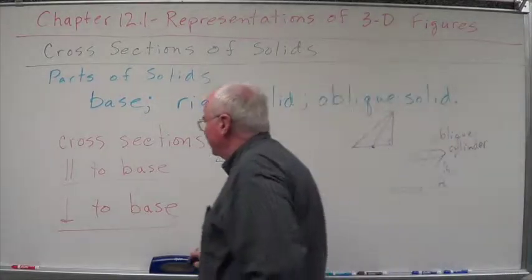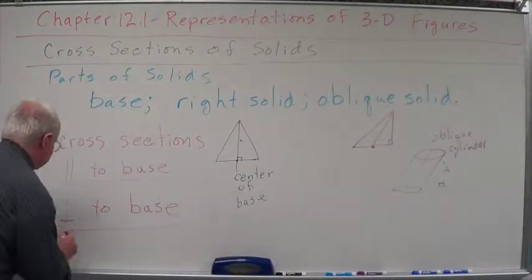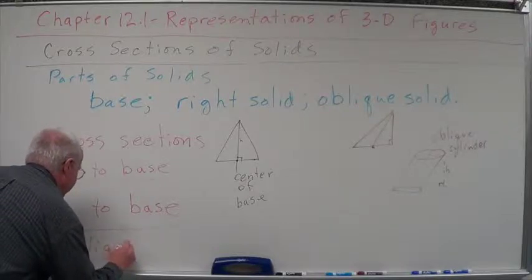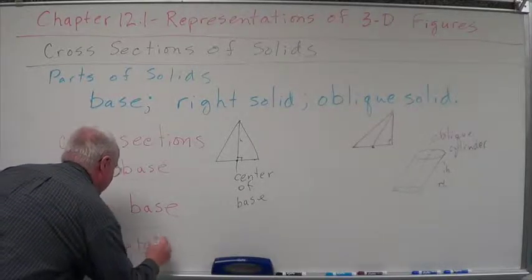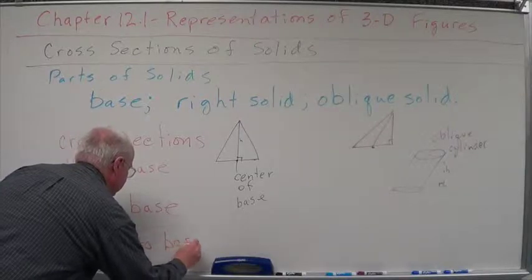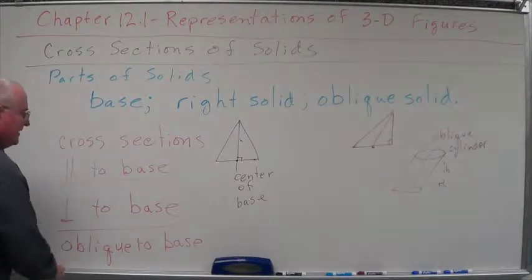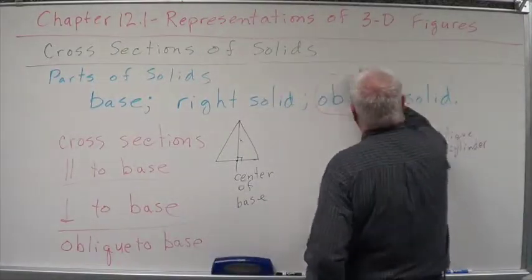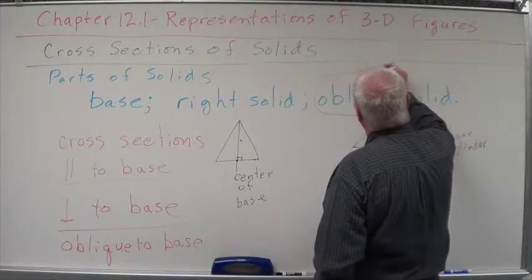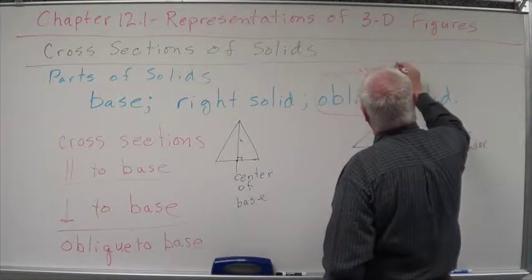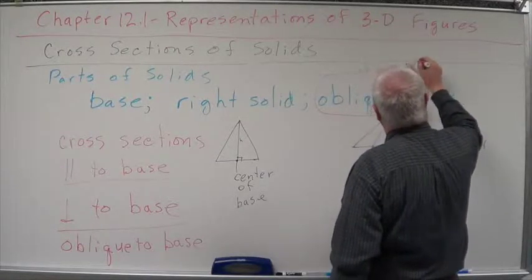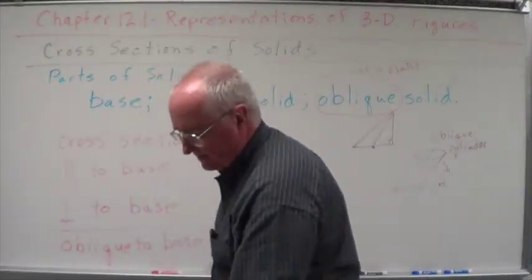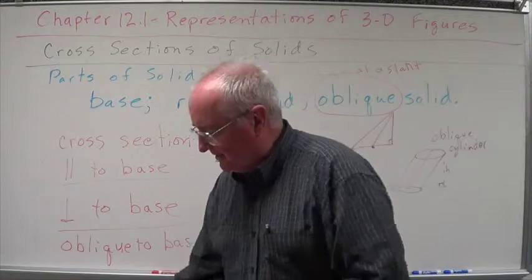Now, let's talk about one more, and that is oblique to base. Oblique means at a slant. This means at a slant. Okay? So we're going to come at it just at a slant. Alright, let's look at this. Let's see what we get.